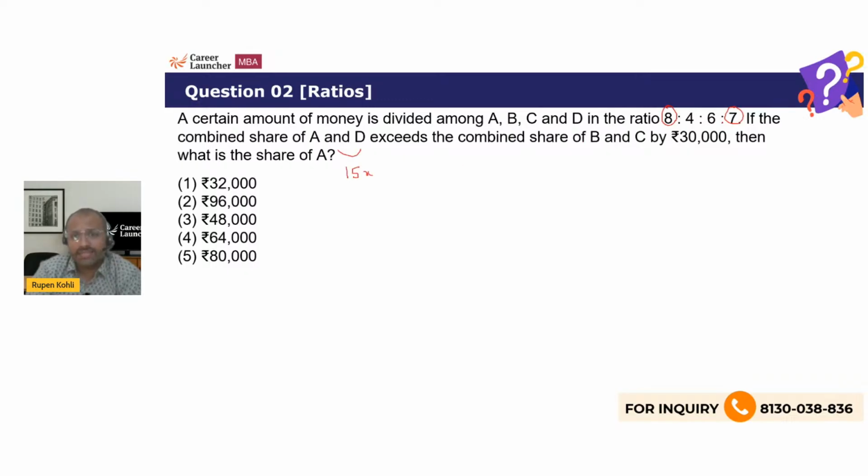And what about B and C? That is 4x and 6x, so that becomes a total of 10x. So the difference of 15x and 10x is 5x, and that difference is 30,000. So 5x is 30,000, therefore x comes to be 6,000.